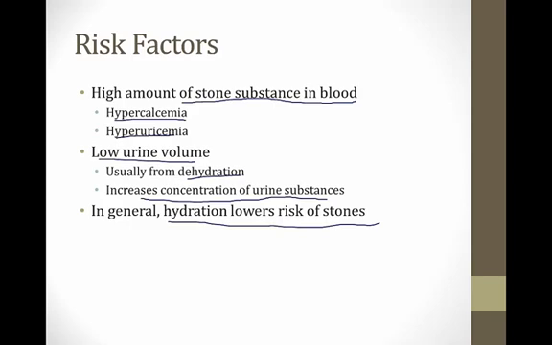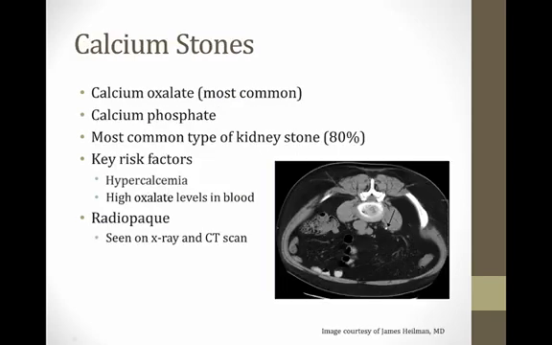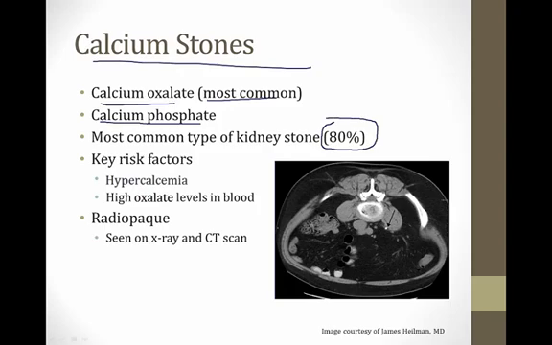So the first type of stone we'll talk about is the most common type, and those are calcium stones. These are usually calcium oxalate. That's the most common type of calcium stone, but sometimes, less commonly, they're calcium phosphate, and these account for about 80% of kidney stones. Key risk factors are hypercalcemia. If you have high levels of calcium in your blood, there's more calcium in the urine and you can form these stones. Also, if you have high oxalate levels in the blood, you can form the calcium oxalate type of calcium stones. And these are radio-opaque stones, so you can see them on X-ray and CT scan.